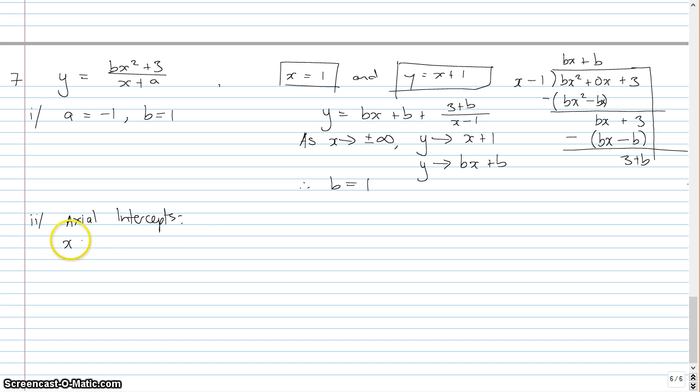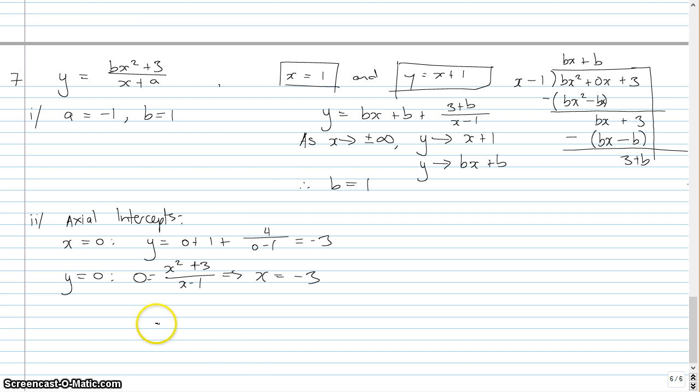So we just try what happens when x equals 0. That means that y is equal to 0 plus 1 plus 4 over 0 minus 1, which is equal to minus 3. Yep. And when y equals 0, I've got 0 equals x squared plus 3 over x minus 1, which implies that x equals minus 3.